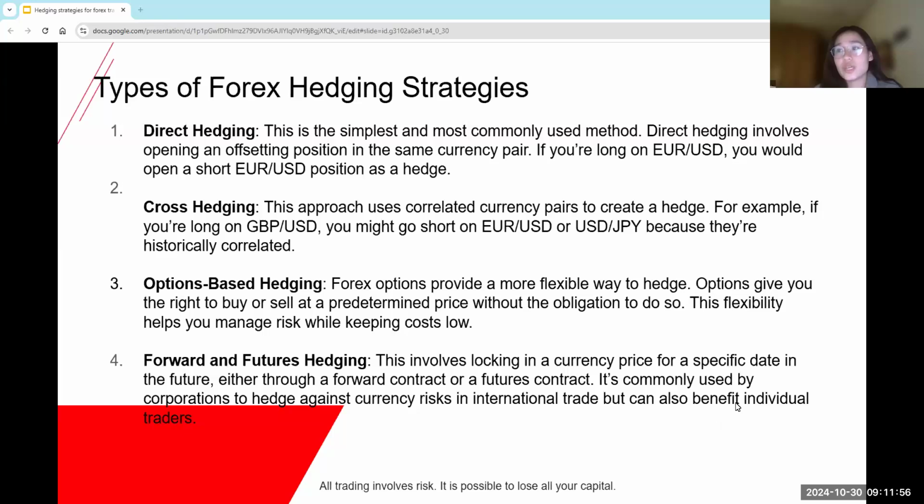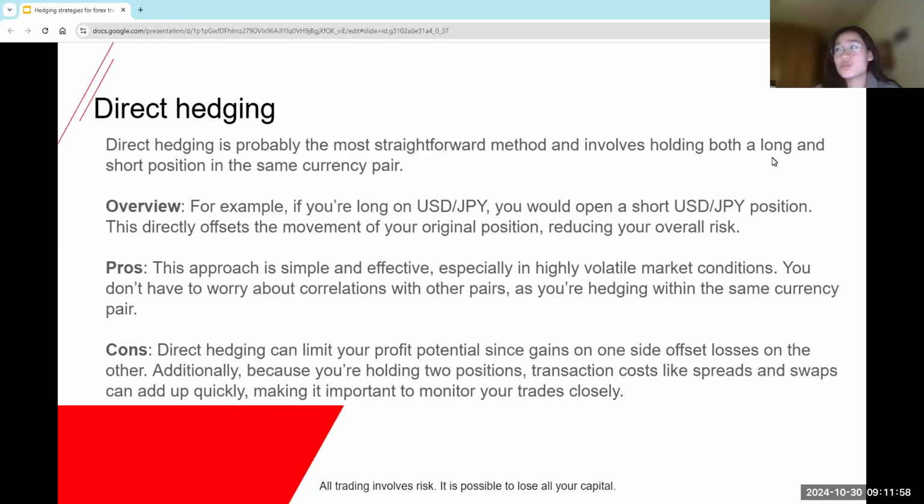And we're going to start off with direct hedging because it's the most straightforward method. It involves holding both a long and short position in the same currency pair. So for example, if you're long on dollar yen, you would open a short dollar yen position, and this directly offsets the movement of your original position, reducing your overall risk.